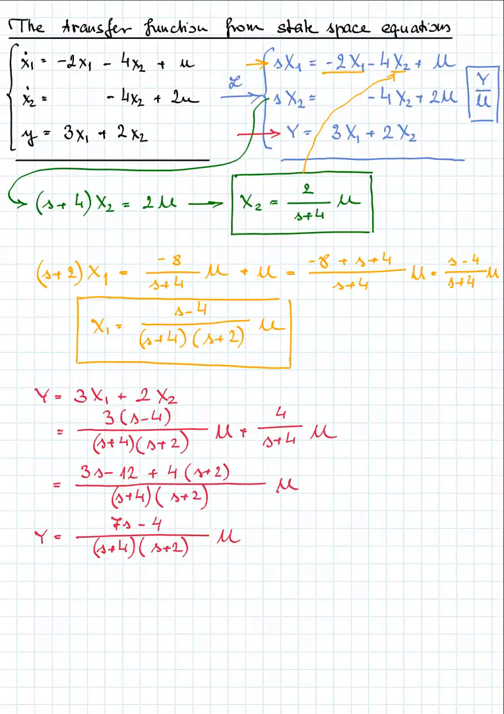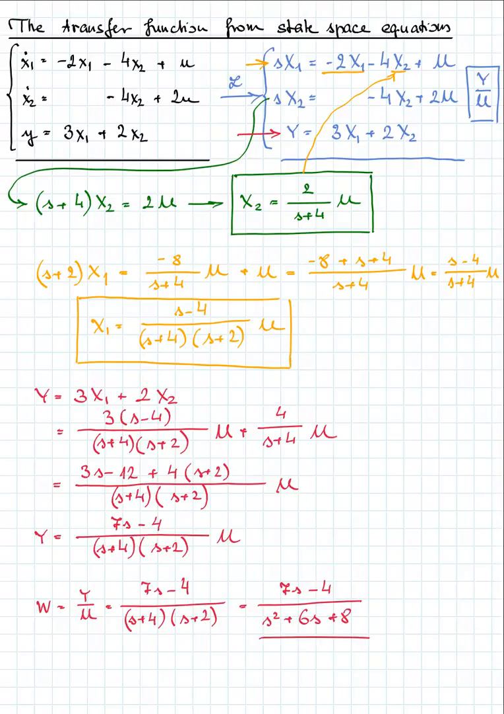And we need the transfer function. The transfer function is, by definition, Y over U, and this will be (7s minus 4) over (s plus 4) multiplied by (s plus 2), or in another form, polynomial over polynomial, we get 7s minus 4 over s squared plus 6s plus 8. So this is the transfer function of this system.